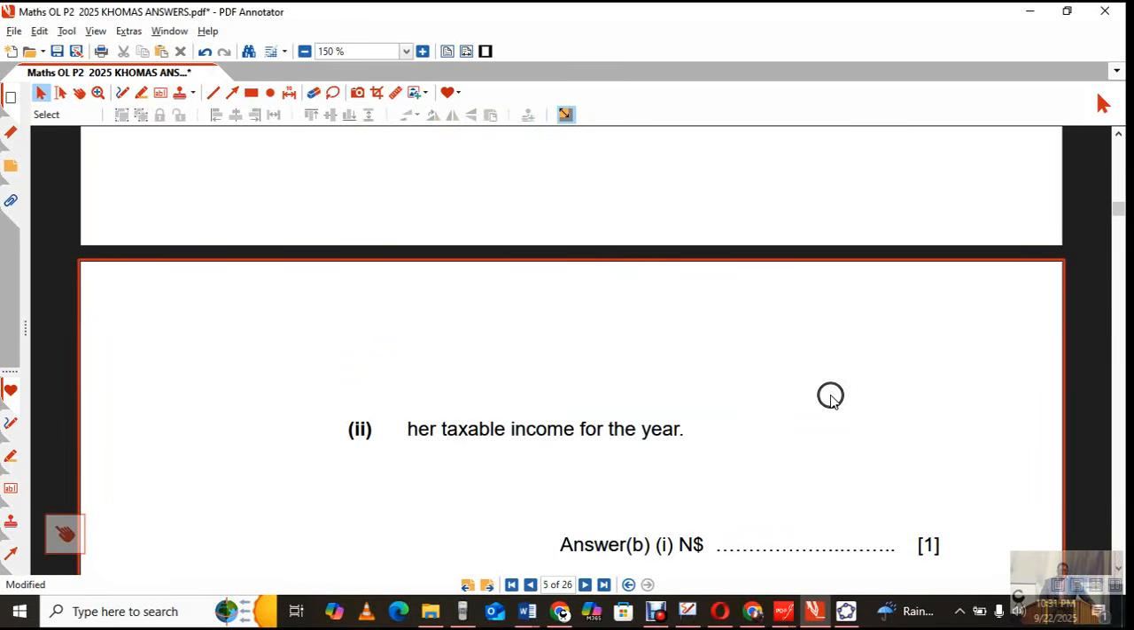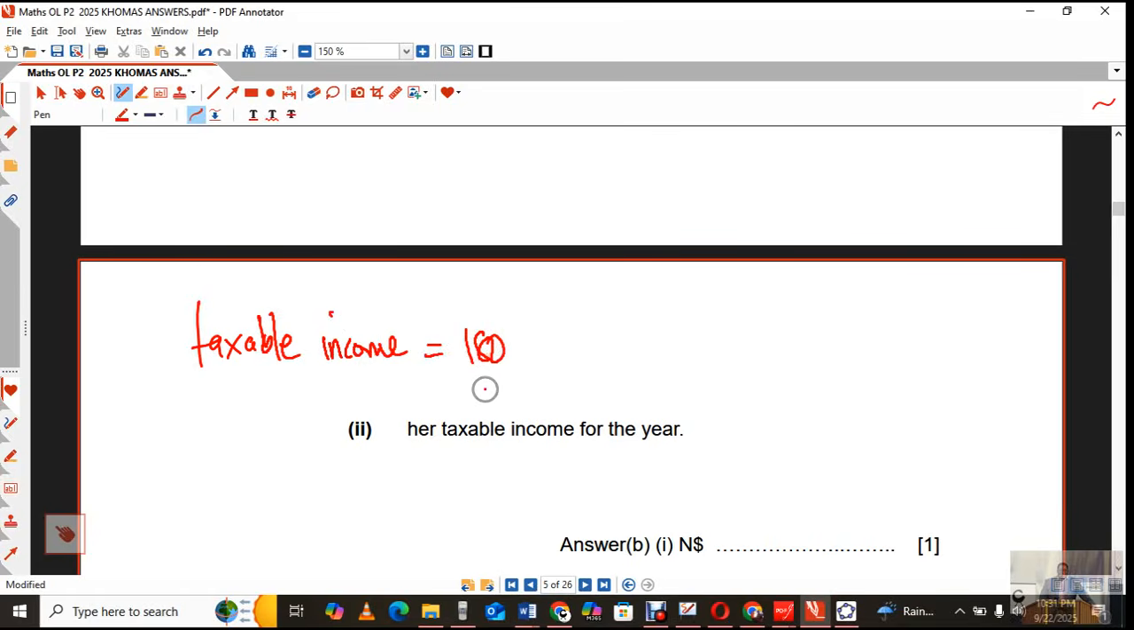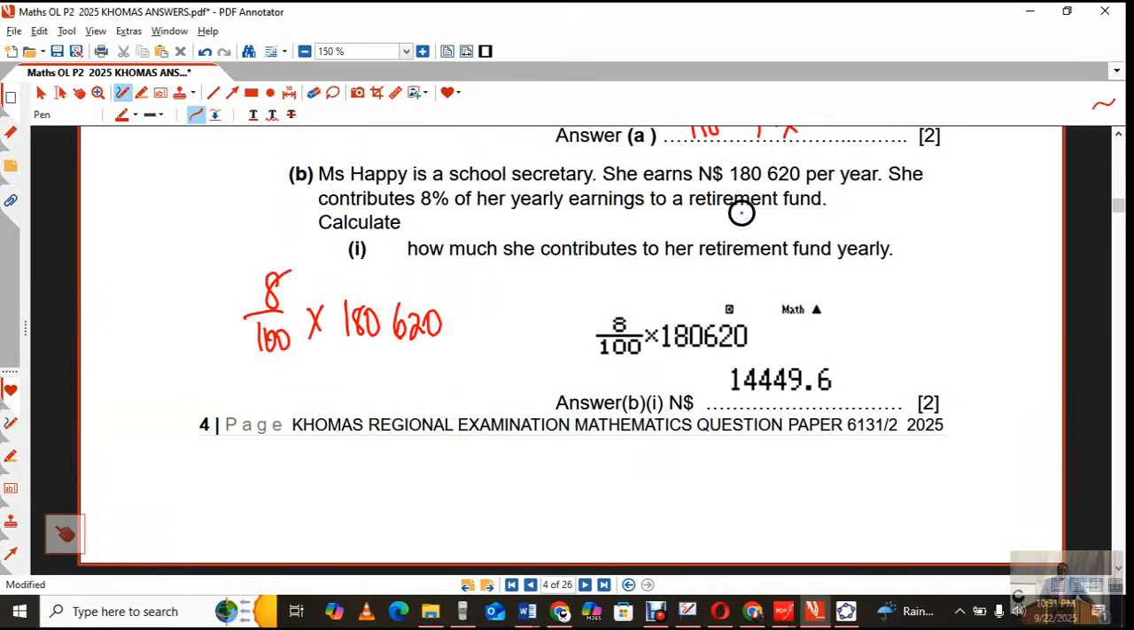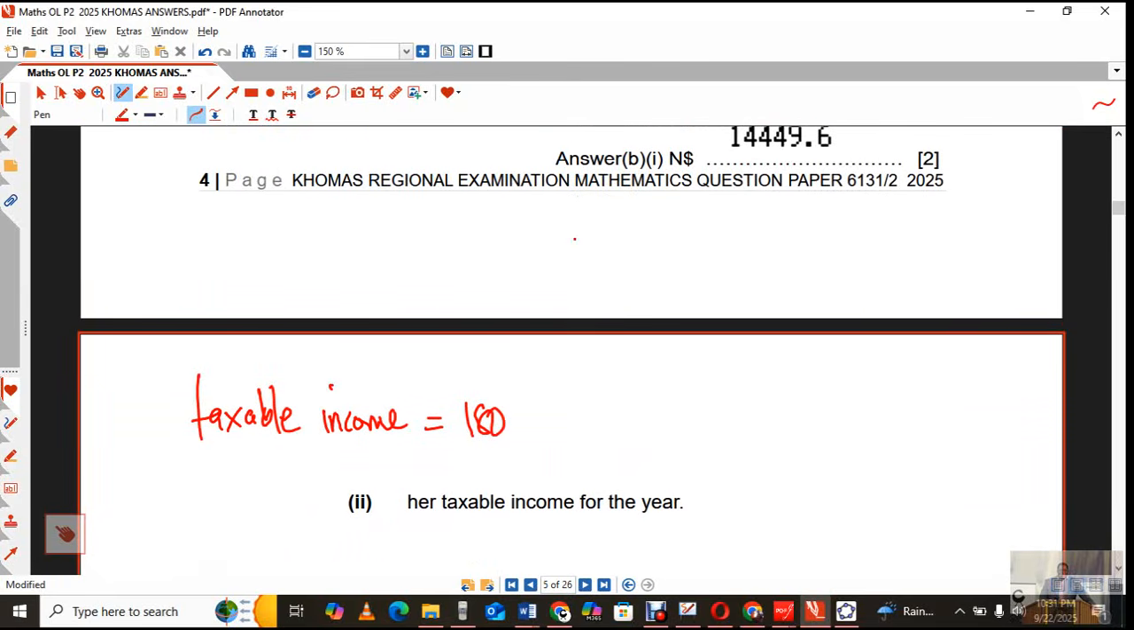So they want us to calculate her taxable income for the year. Now what you do here with taxable income, you have to consider, I'm just going to write it over here, taxable income. Now we know that per year she's earning 180,620. We're told that that's what she earns, 620.